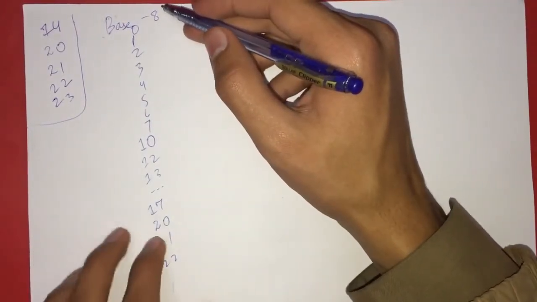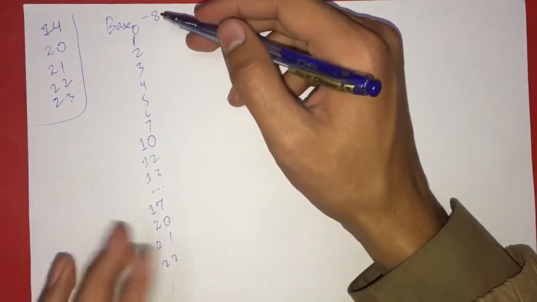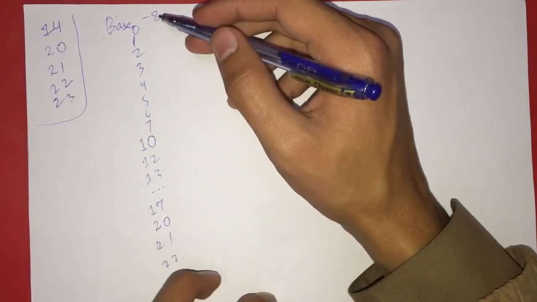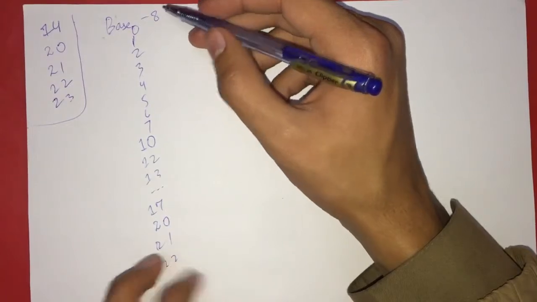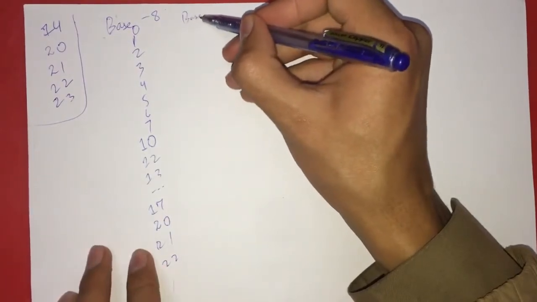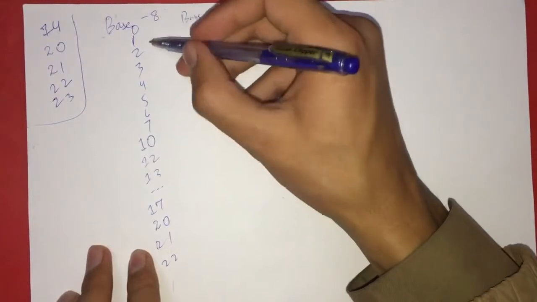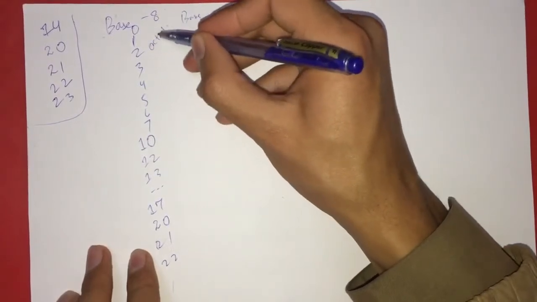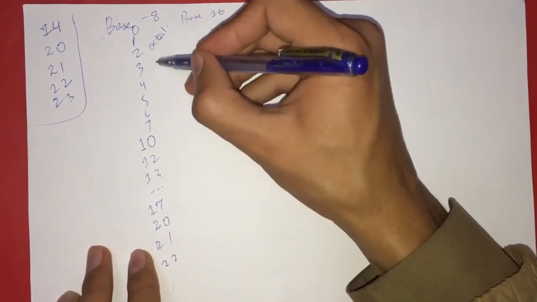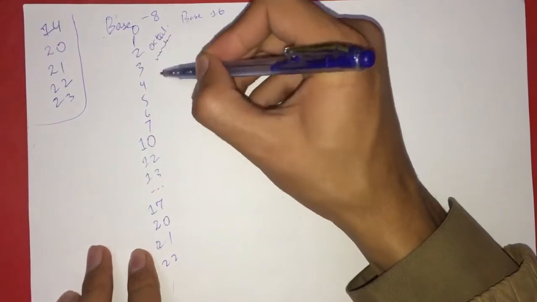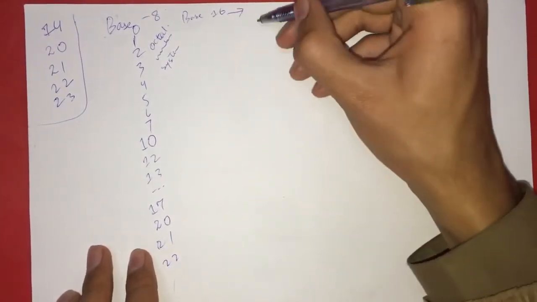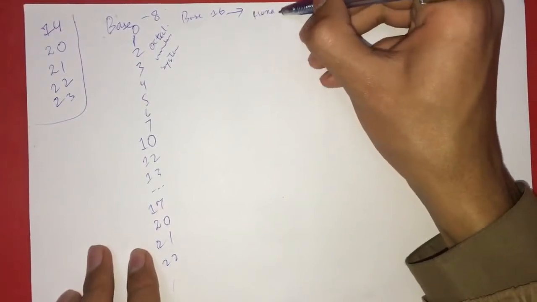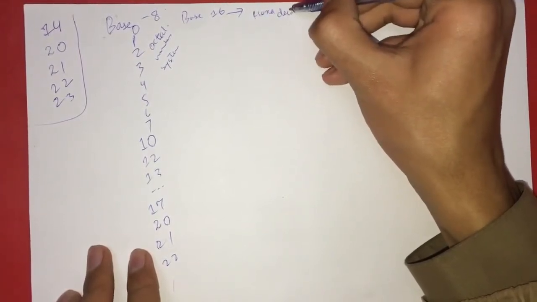So we have discussed base 5, base 10, and base 8. Now let's discuss base 16. Base 8 is called the octal number system, and base 16 is known as the hexadecimal system.